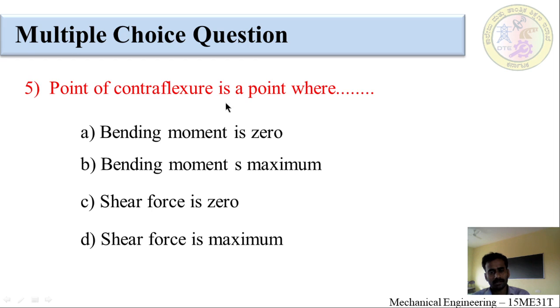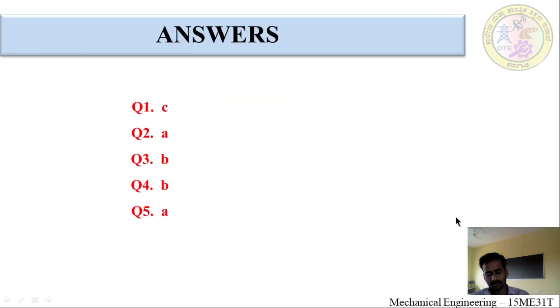And the fifth question: point of contraflexure is a point where. You have to identify the point of contraflexure. The options are bending moment is 0, bending moment is maximum, shear force is 0, or shear force is maximum. You have to choose the correct answer. So the answers for these questions: question number 1 option C is the right answer, question number 2 option A, question number 3 option B, question number 4 option B, question number 5 option A.